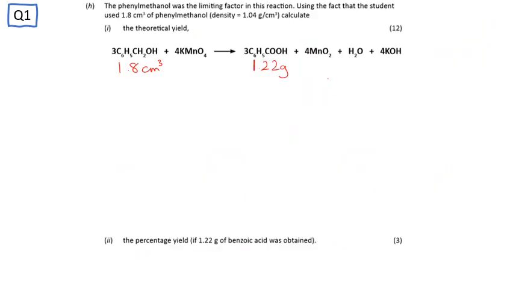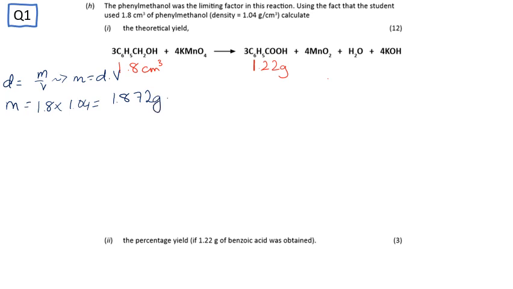Then we're into a stoichiometry question here. So I have my equation from the first part of the question just copied in here. And I'm also given the density of the phenyl methanol. So I know that density is equal to mass over volume. So I can convert that then so that I can work out my mass of the phenyl methanol, by doing density multiplied by volume. So my mass is 1.8 times 1.04, which gives me 1.872 grams. So that's my first step.